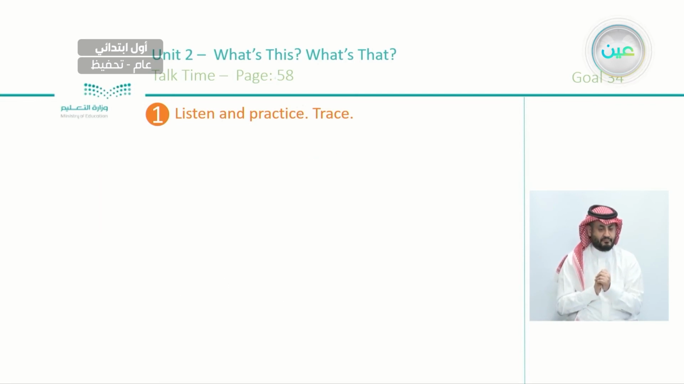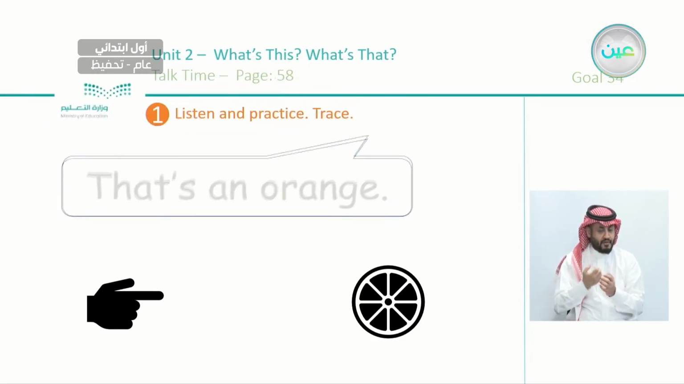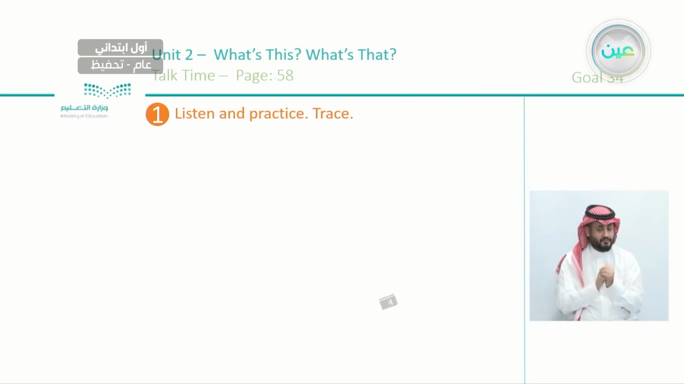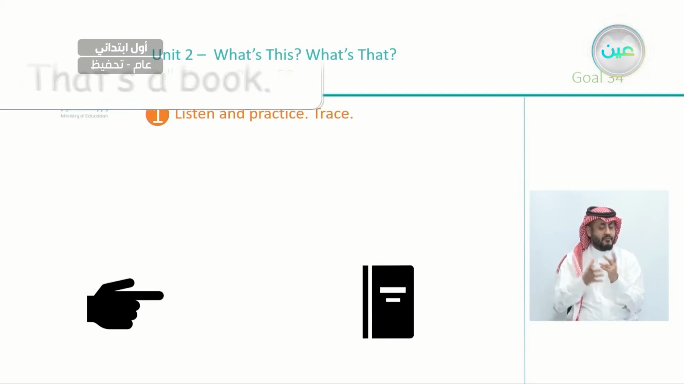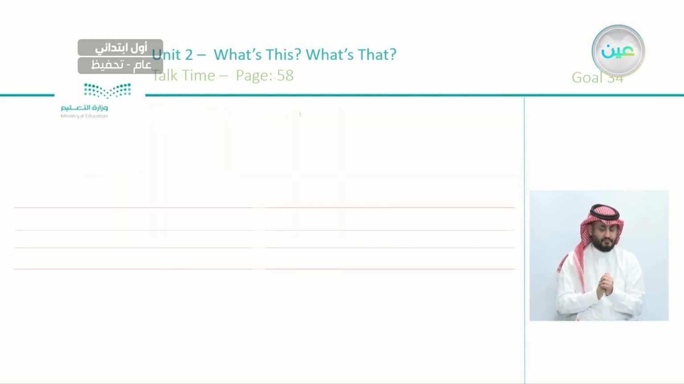Excellent. Okay, now what about that? What is that? That is an orange. Excellent. So that's an orange. Okay, after that, what is that? Yes, that's a book. Excellent. So it's far away from me. So what's that? Okay, now number 2, trace and write.